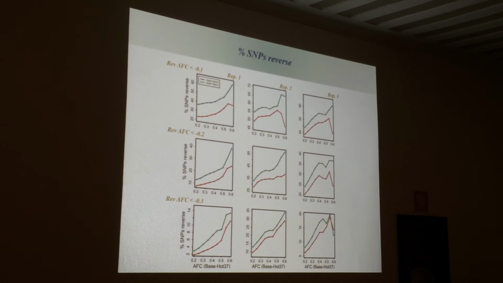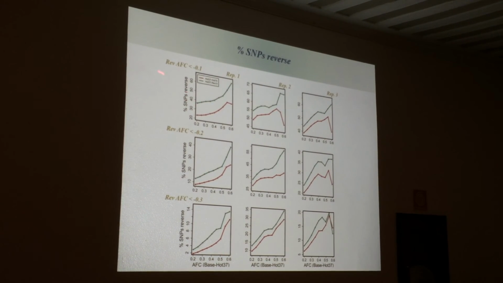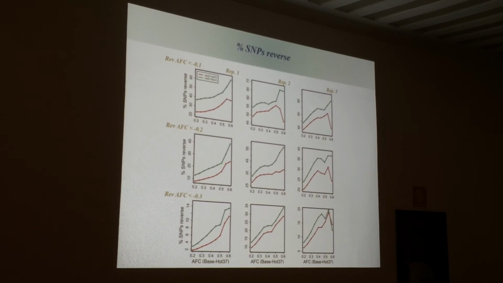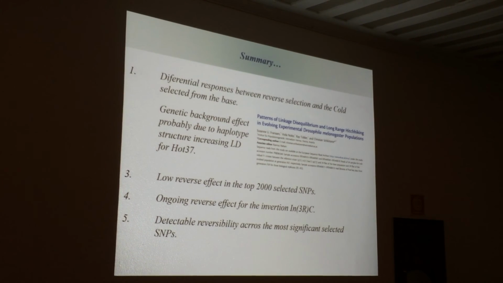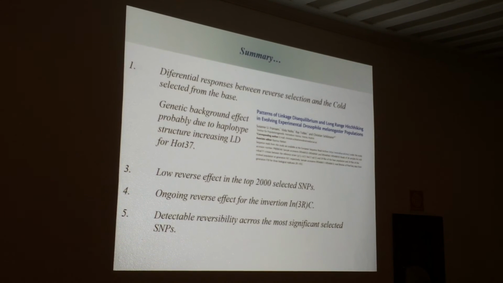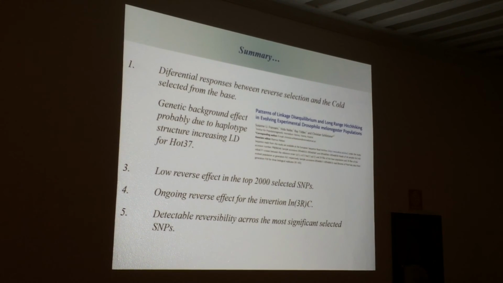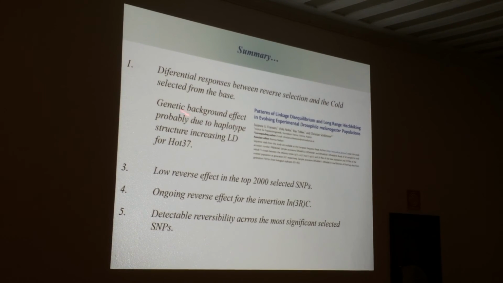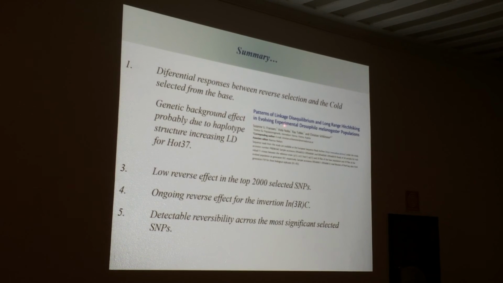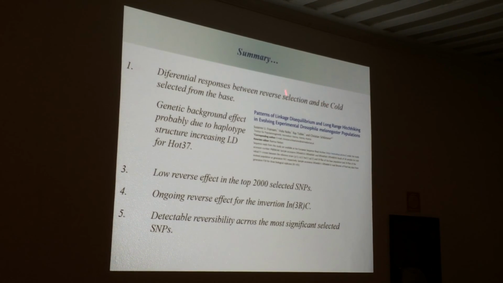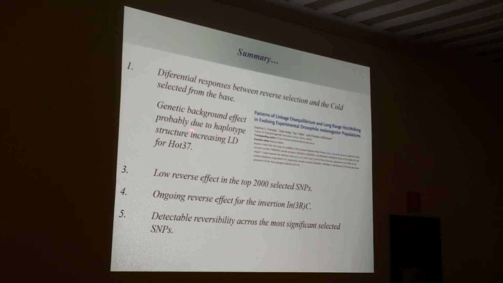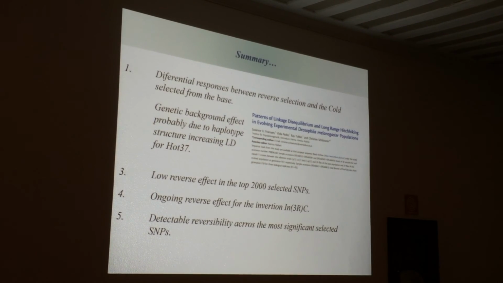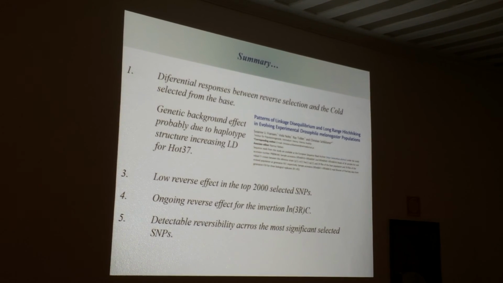And always, for the 3 replicates and all the windows that we compared, we find that the proportion of SNPs with a reverse effect was always high for the reverse part. So we think that this is good evidence to say that we have at least ongoing changes with this reverse effect. We found that for the individual SNPs and also for the inversion frequencies. We also want to highlight that we got differential responses between the reverse selection and the cold selected from the base, and that this is probably due to the genetic background effect. And there is a recent paper in the institute that already tests this hypothesis.